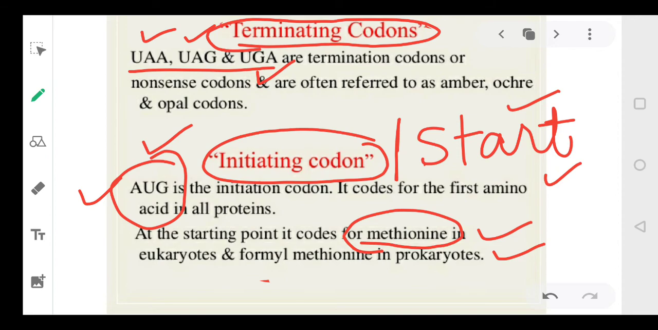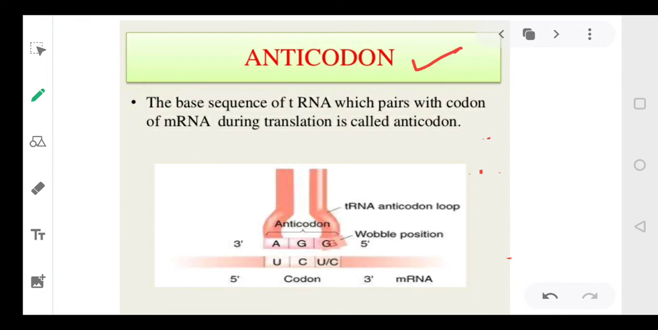These 3 codons are called termination codons. They are called stop codons. They will stop the process. And they're also known by another word, that is nonsense codons. Okay, dear students? There is one more term that you will find generally in genetics, which is called anticodon.